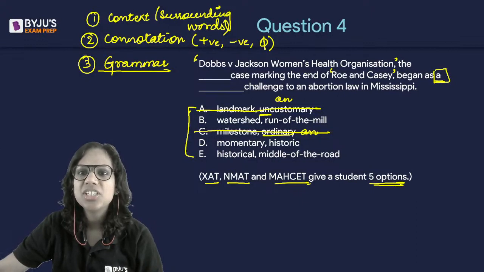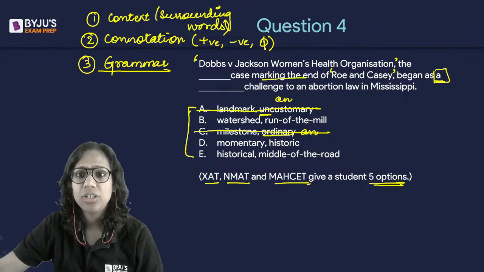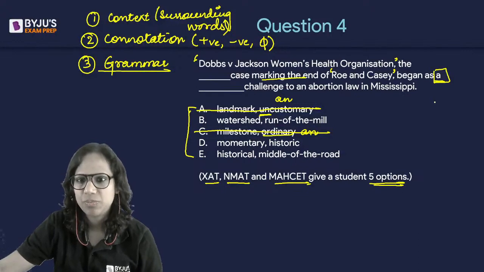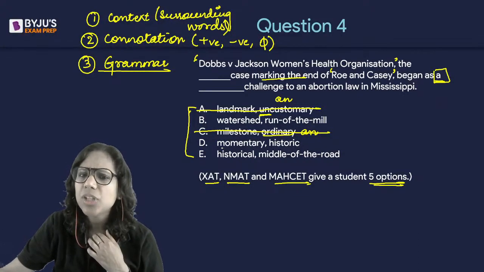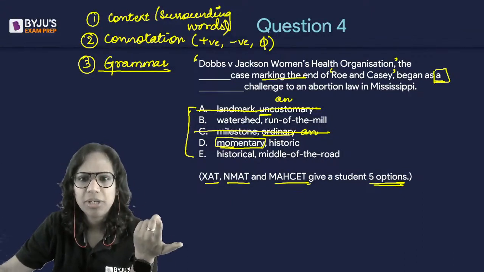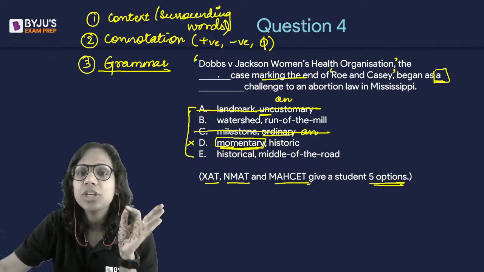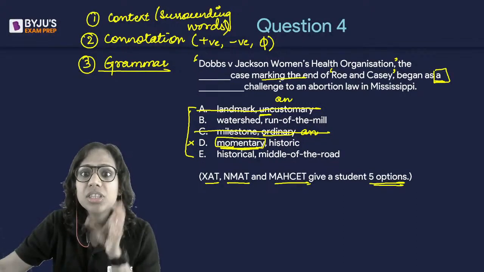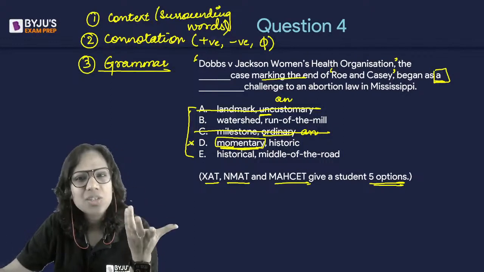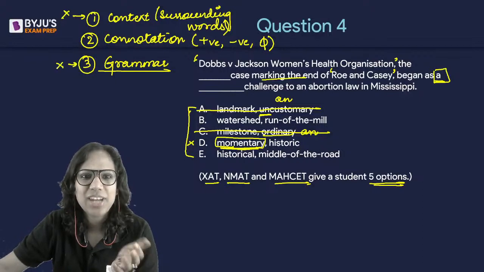Dobbs versus Jackson Women's Health Organization, the dash case marking the end of a previous case, began as a dash challenge to an abortion law in Mississippi, right? So, momentary case, that means it existed only for a moment. That does not make sense. I eliminated this on the basis of the fact that I'm looking for a word that means important, because this case ended another case, right? So momentary, something that exists only for a moment, does not make sense in this context. So on the basis of context, rejected. On the basis of grammar, I've rejected.